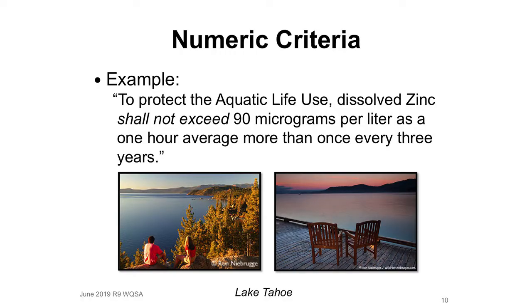So here's an example of a numeric criteria. To protect aquatic life use, dissolved zinc shall not exceed 90 micrograms per liter as a 1 hour average, more than once every 3 years. So this is a numeric criteria. It has three things. It has a magnitude, a duration, and a frequency. Those things are important for water quality criteria, because if you just had a number, when do you exceed it? How often can you exceed it?